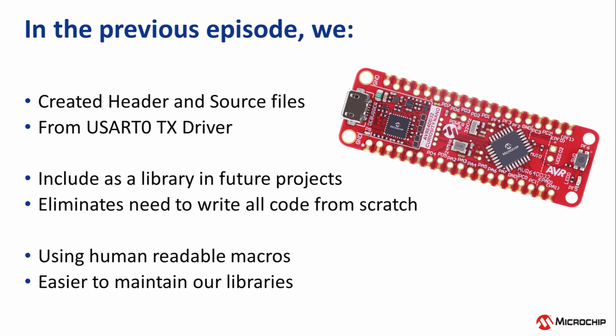In the previous video, episode 9, we moved the USART0 transmit driver code that we developed in episode 8 into separate header and source files. This is so that we can simply include that library into a project and don't have to write every new project from scratch every time. We can just include the library for a peripheral and use it as a building block. Also, by using the human-readable macros in our library driver, if a compiler change happens with a new version, we can simply update our driver to use the new human-readable macro, meaning that maintaining our libraries is much easier and far less error-prone.